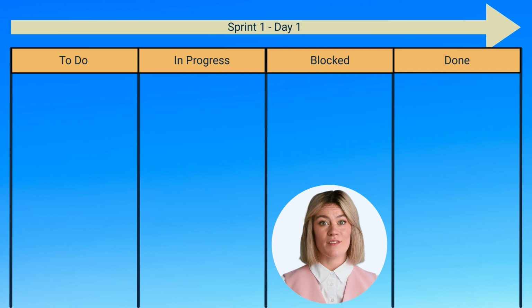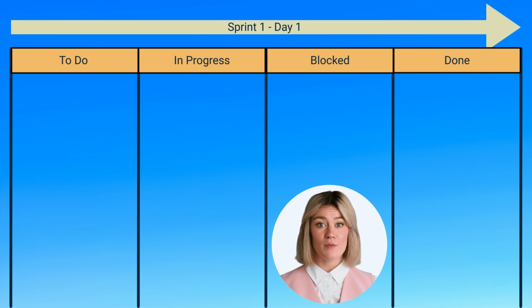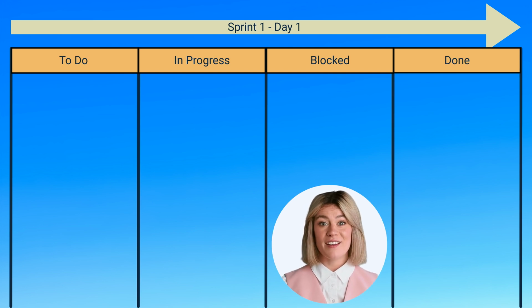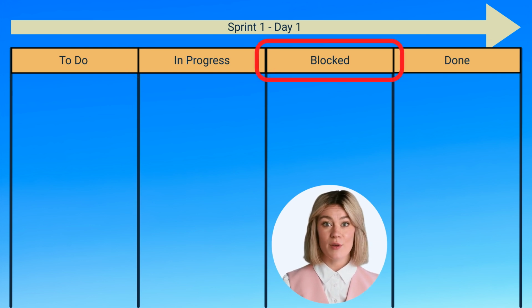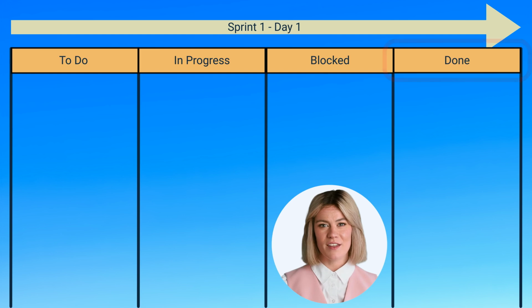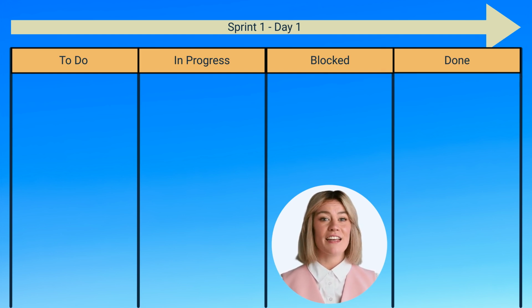Just as a recap, we'll look at Kanban boards. Kanban is a visual method for managing workflow. Sprint teams create a board with columns that represent different stages of work. For example, to do, in progress, blocked, and done. Tasks move from one column to the next as work progresses. Let's have a quick look at how this may look on day 5 of the sprint.